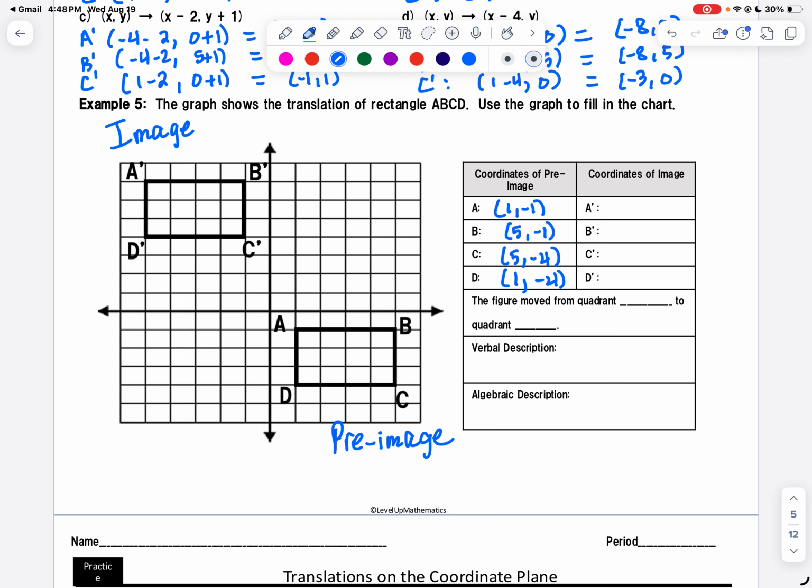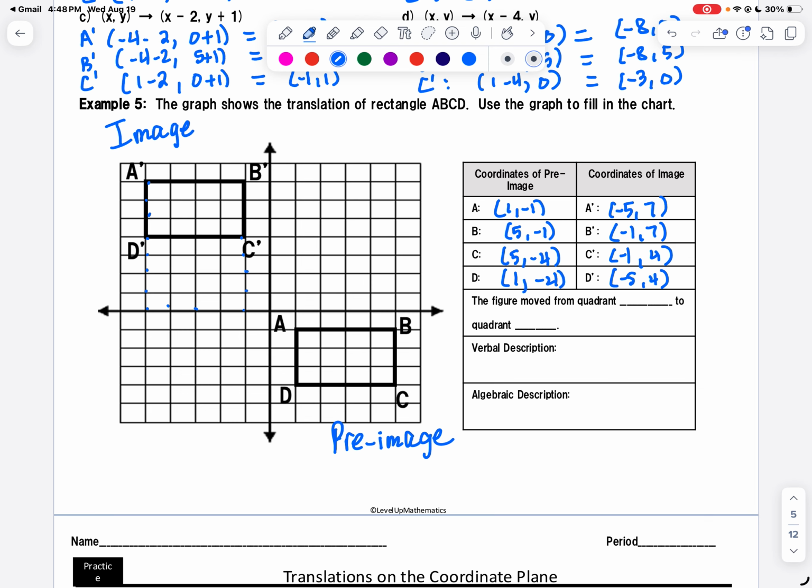Now they want us to do the same thing for the coordinates of the image. Remember, the image is your new shape. So I'm starting with A prime. If I start counting from 0, 0, I would go 1, 2, 3, 4, 5 to the left, so negative 5. And then up 1, 2, 3, 4, 5, 6, 7. So negative 5, 7. B would be negative 1, 7. C, negative 1, comma 4. And D, negative 5, comma 4.